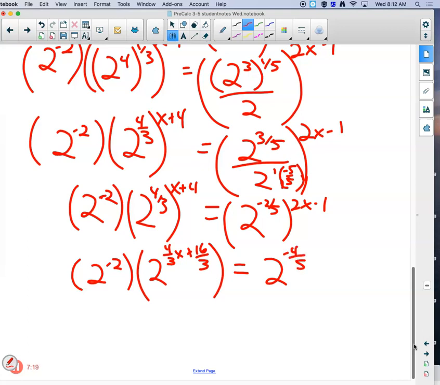Remember, I keep thinking you guys are wondering, how am I getting this stuff so fast? Remember, just do the 2 over 1, and then do top times top, bottom times bottom, and it's not going to be an issue for you. And then negative 2/5 times negative 1 is plus 2/5. So negative 4/5 x plus 2/5.